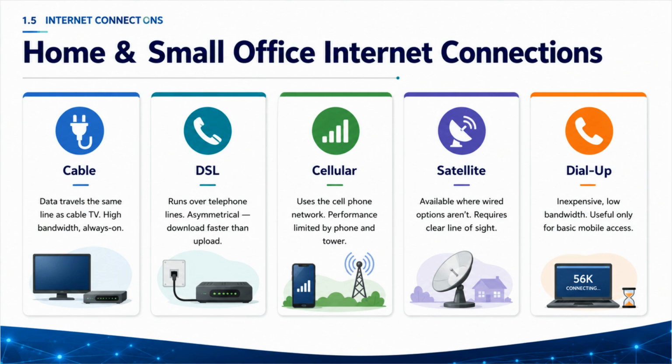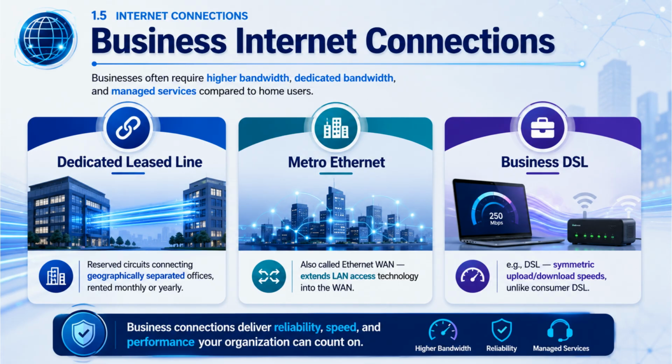This is a practical, everyday slide. Ask the class what type of internet connection they have at home. You will get a mix of cable and DSL, maybe some cellular hotspot users. Cover cable, DSL, cellular, satellite, and dial-up, and make sure they understand DSL's asymmetrical nature. Download faster than upload, since that comes up again later in the course. Now shift from home users to businesses.